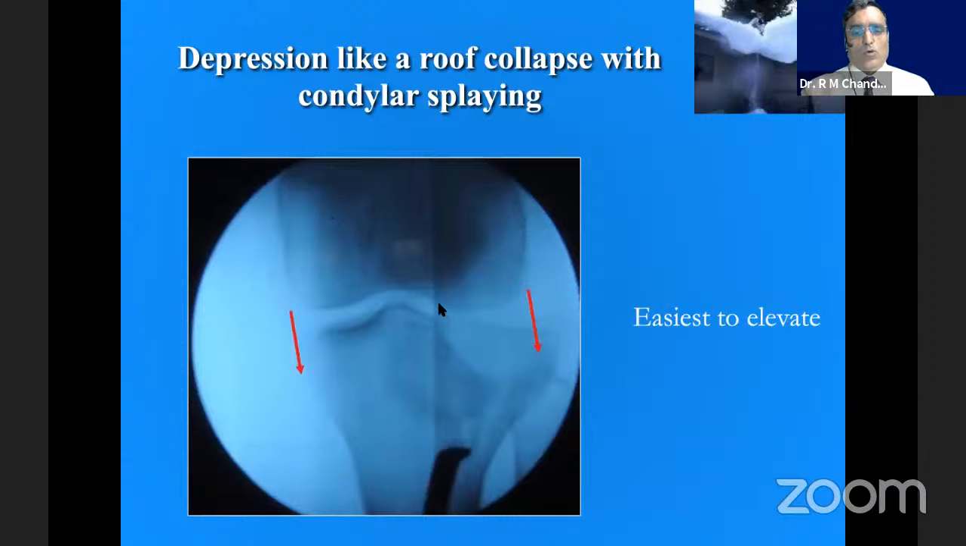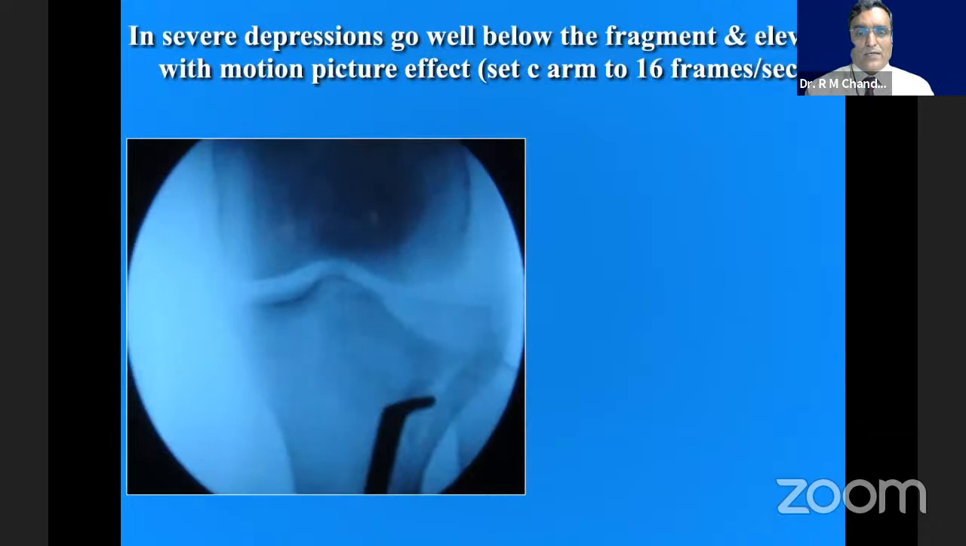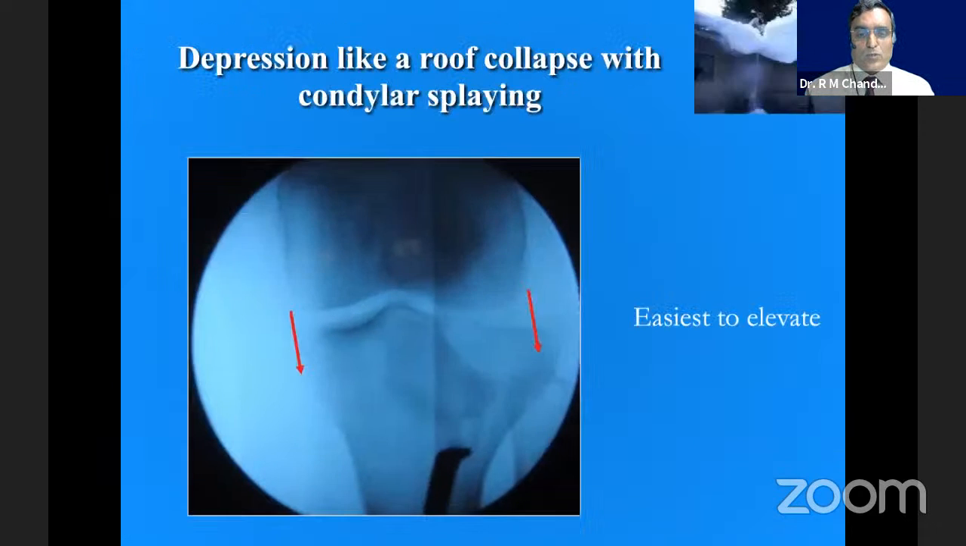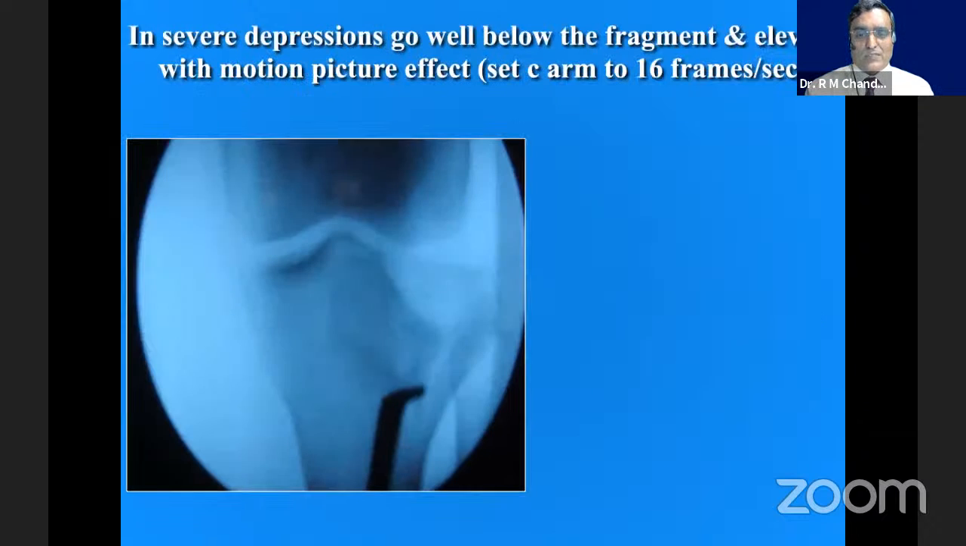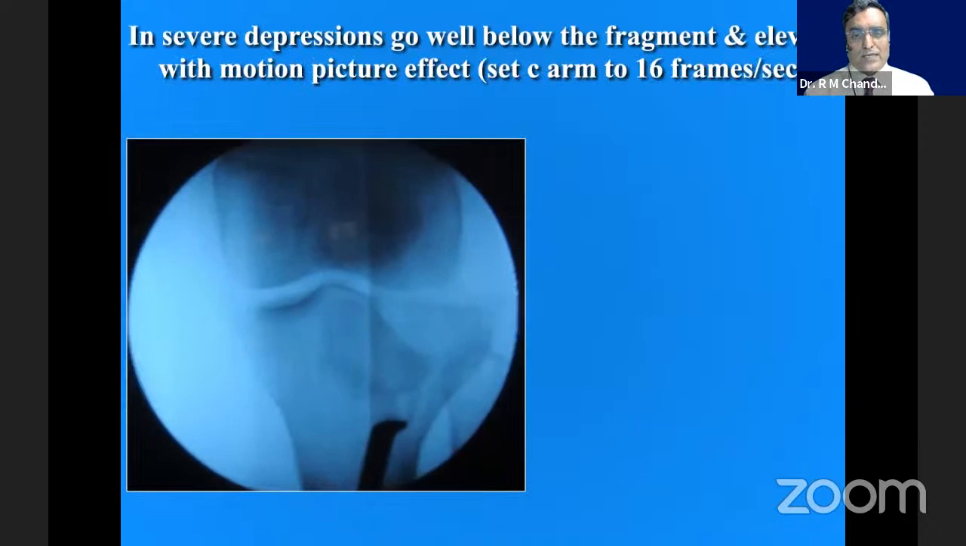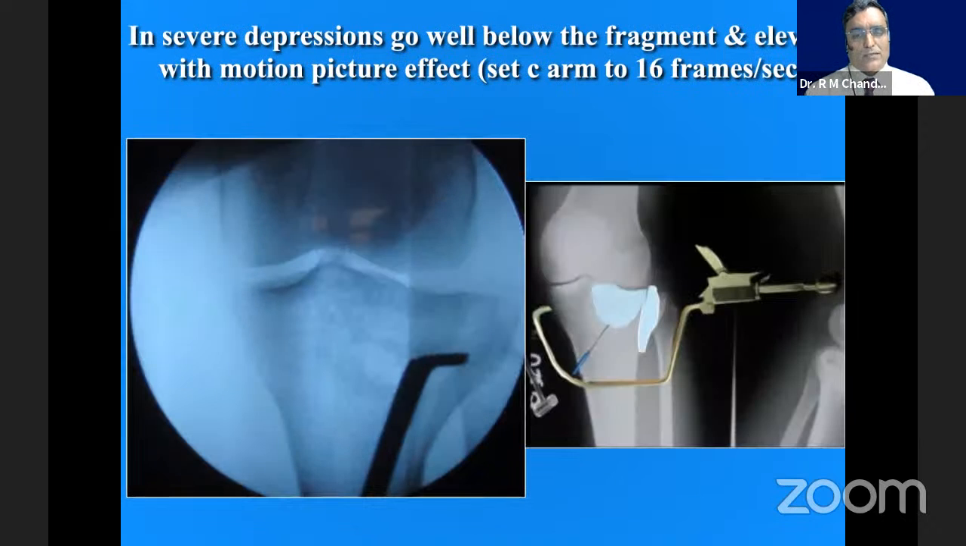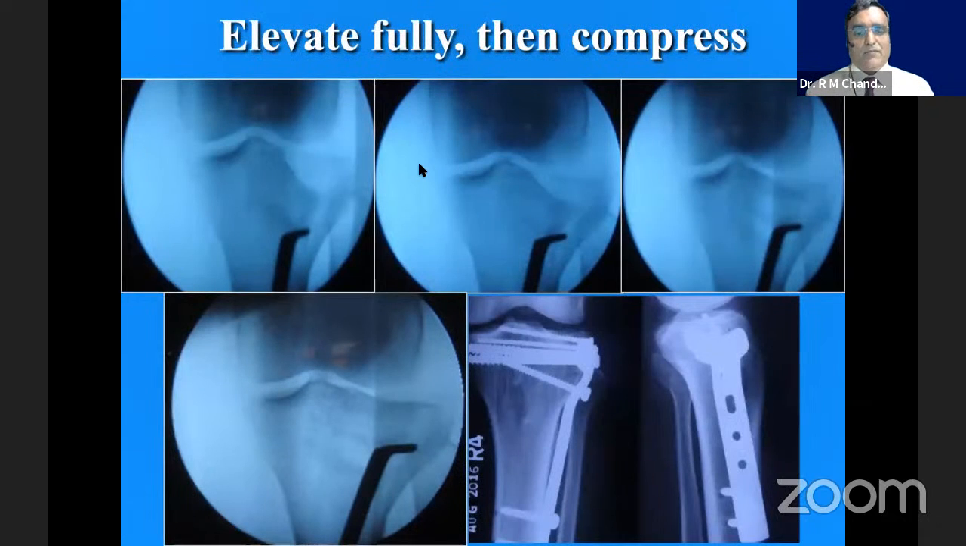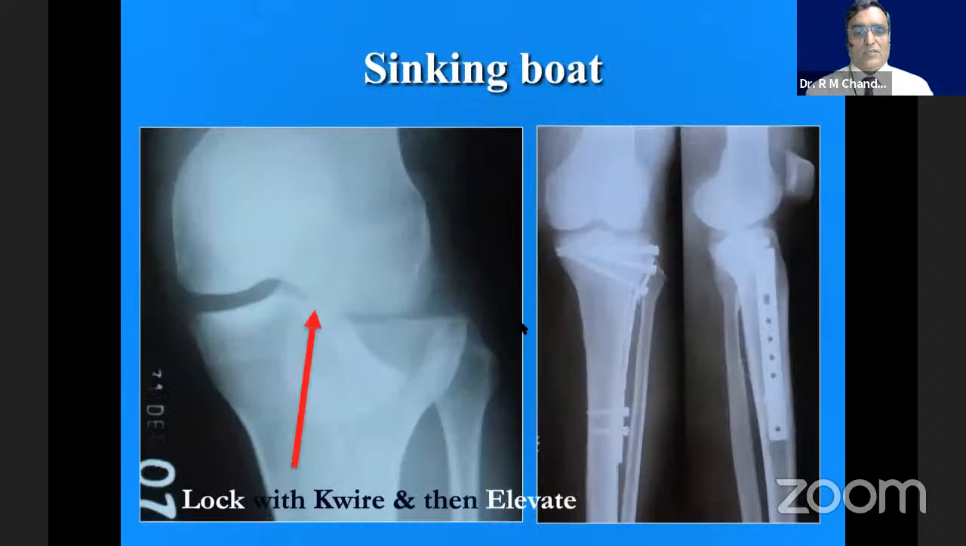This one, a whole condylar roof collapse sort of picture, is the easiest to elevate, and I usually would advise a cine effect. So look at this image. If you can have this cine image on the C-arm, and this can be done by setting the C-arm to 16 frames per second, where we can get this cine effect. So exactly we get how much elevation needs to be done. This is completely restored, and then the void can be reduced by compressing the fragment by whatever means, and then fixing it appropriately. That would give an optimum articular subchondral surface and reduction.